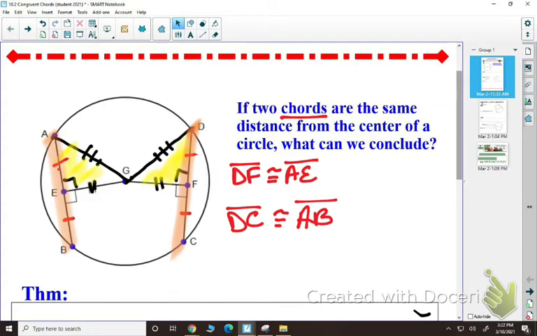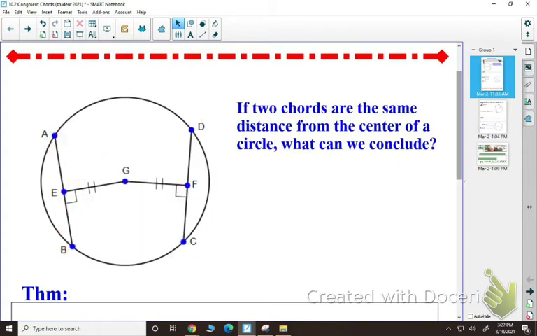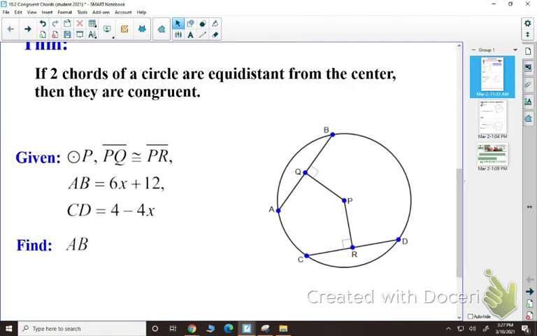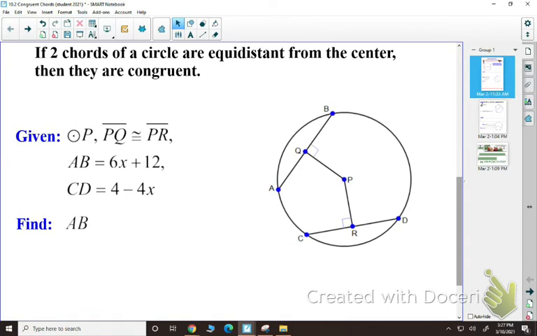So again, if two chords are the same distance from the center, then our conclusion is that they're congruent. That leads us into our first theorem: if two chords of a circle are equidistant from the center, then they are congruent. That's based on the conclusion we just looked at, and we actually could have written the proof for that one. In this picture, in circle P, segment PQ is congruent to segment PR, which tells you that chords AB and CD are the same distance from the center.